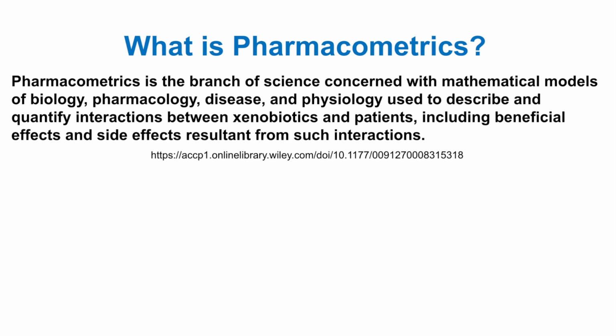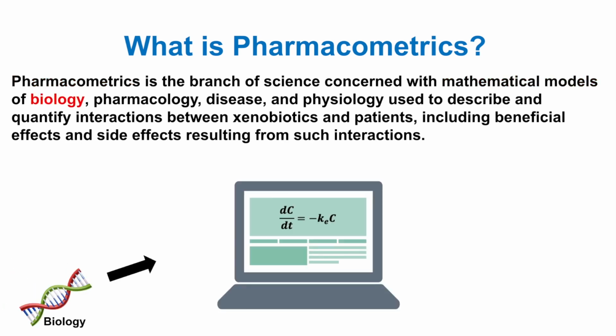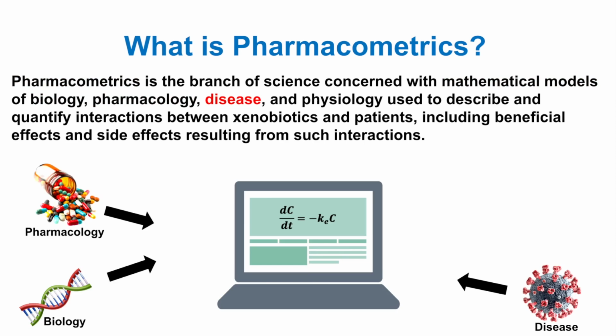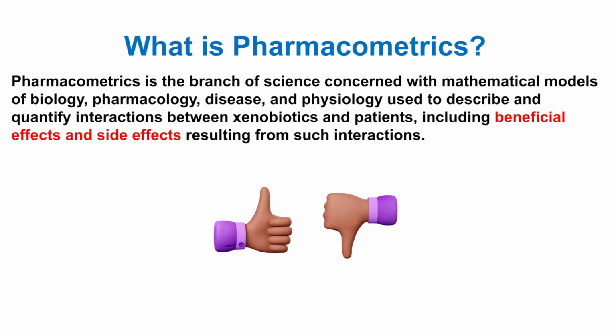Pharmacometrics has had many definitions over the years, and this is one that I believe really gets the gist of the field. In this definition, pharmacometrics is the branch of science concerned with mathematical models of biology, pharmacology, disease, and physiology, used to describe and quantify interactions between xenobiotics, which are substances foreign to the body, and patients, including beneficial effects and side effects resulting from such interactions.